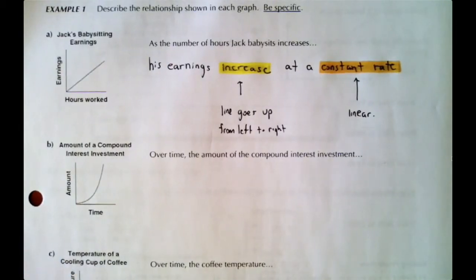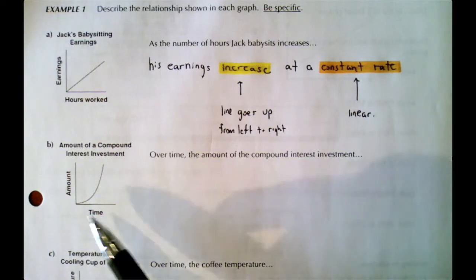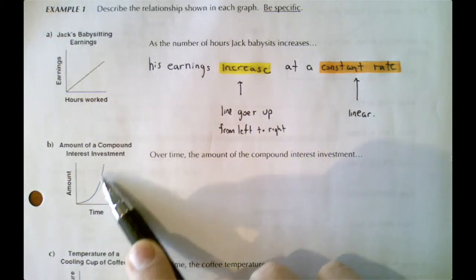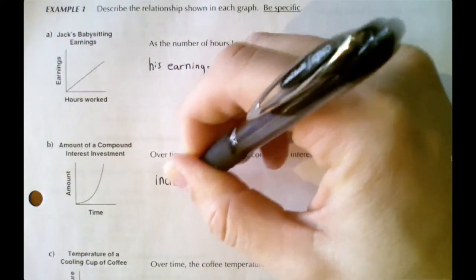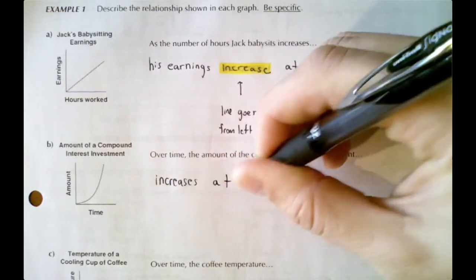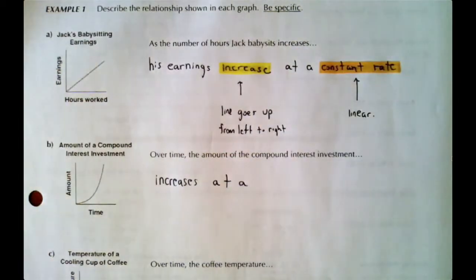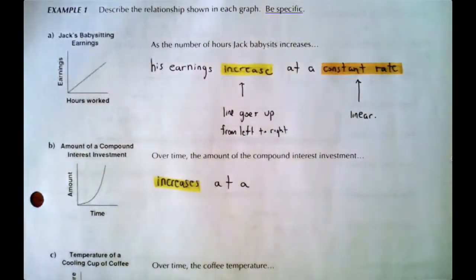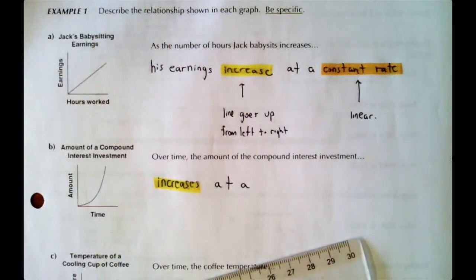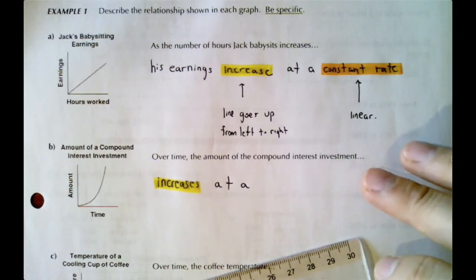Let's try B. Amount of a compound interest investment. Over time, the amount of a compound interest investment, so we have to say two parts. We have to say whether it's getting bigger or smaller as we go left to right, and it's increasing, so we say increases. And then we have to describe the rate. Well, it's not at a constant rate this time because we don't have a line, but if I break this down into a couple lines, you can kind of see what's happening.